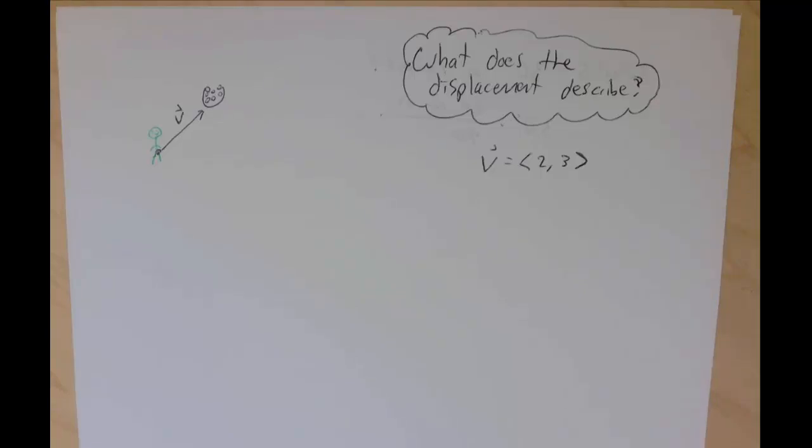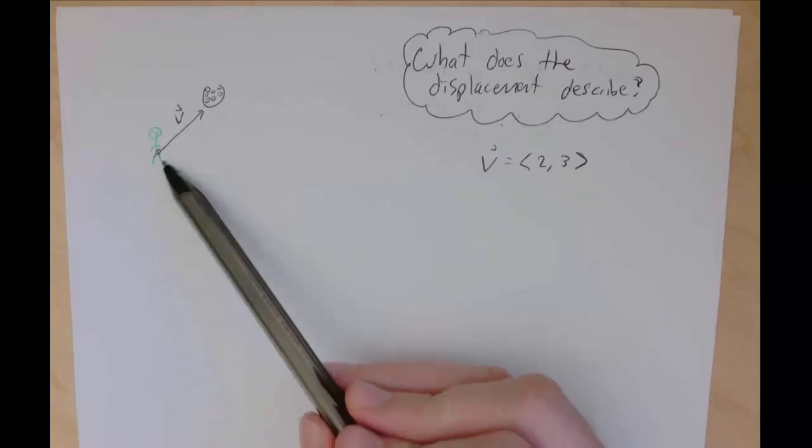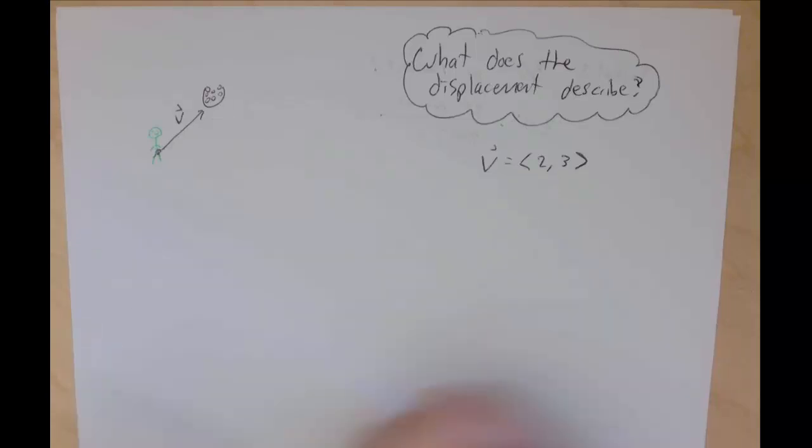So one purpose could be to describe the displacement between two different objects. So like, where am I relative to something that I care about? I'm pretty sure that that is a pot of gold.